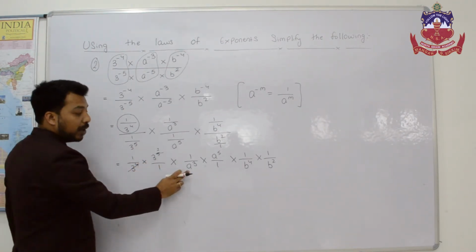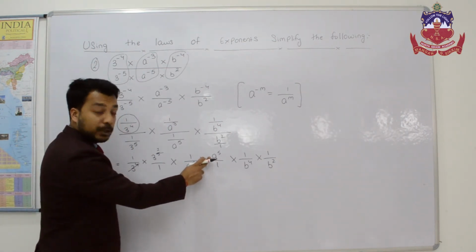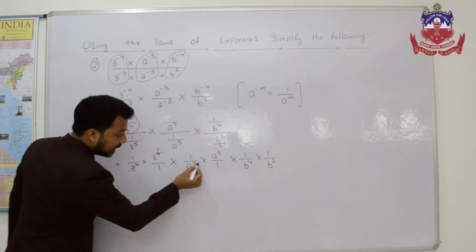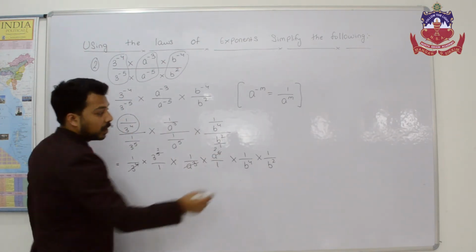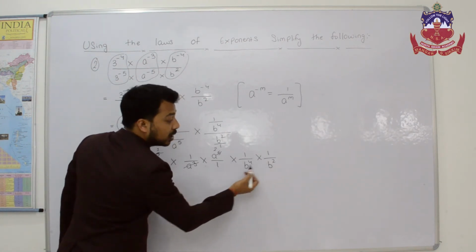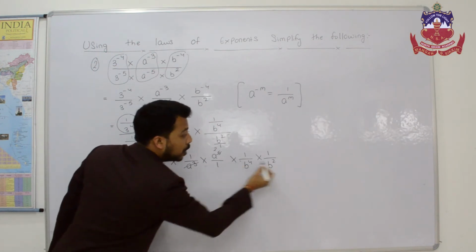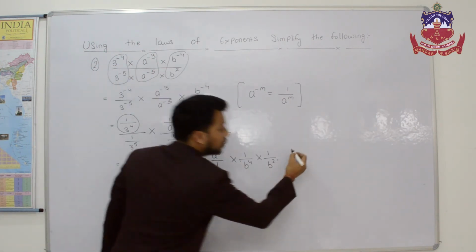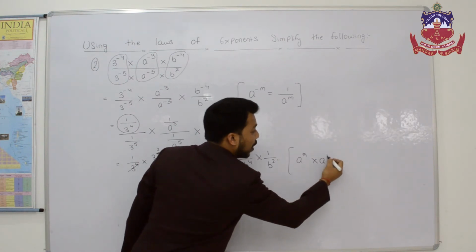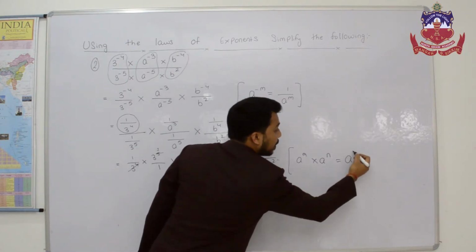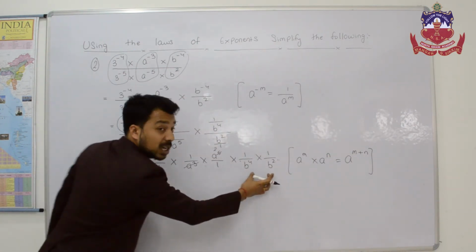Here we have a to the power 3, that is a is 3 times, and here we have a to the power 5, which is a is 5 times. You can cancel this, so only 2 a's will be left. Here we cannot cancel as both the b's are in the denominator. So for this one, we will be using another law, which is a to the power n into a to the power n, where the powers will get added. This is the law which we'll be using for the denominator.